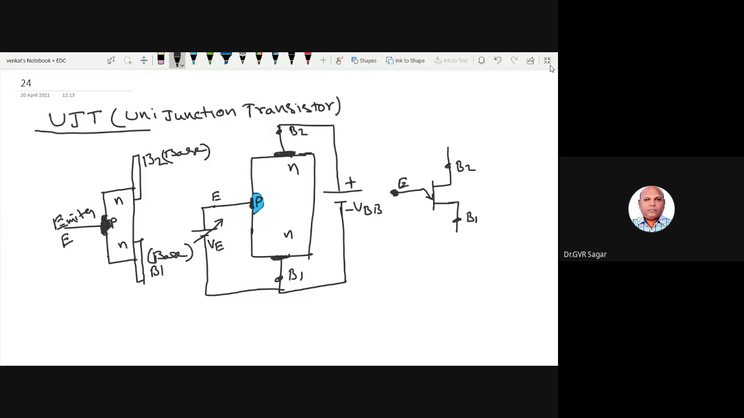Emitter junction forward biased means, here the emitter is a P-type material, so P is connected to positive and N is connected to negative. So the junction which is formed here becomes forward biased. And between base 1 and base 2, the voltage applied is called VBB, the base to base voltage. So this is the construction diagram and the circuit here.